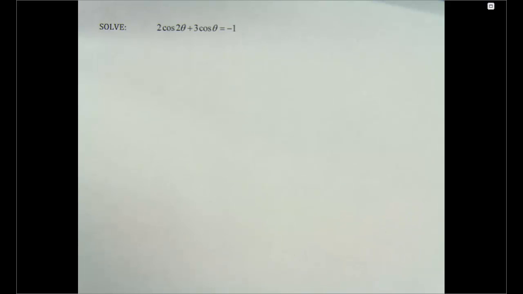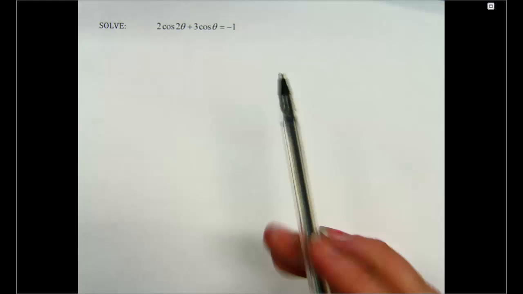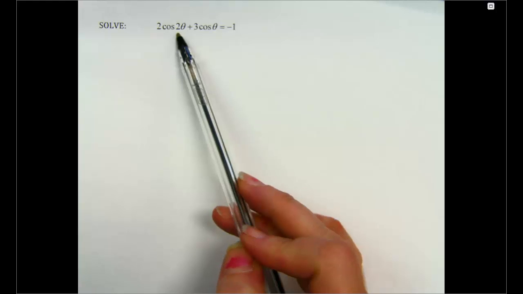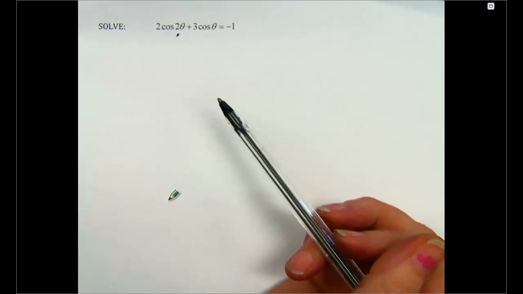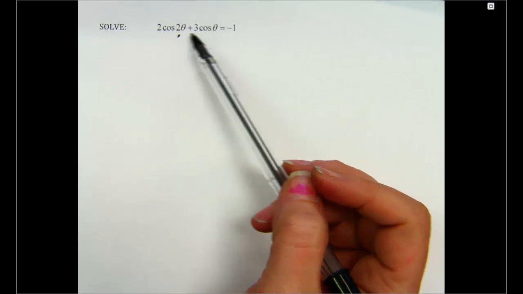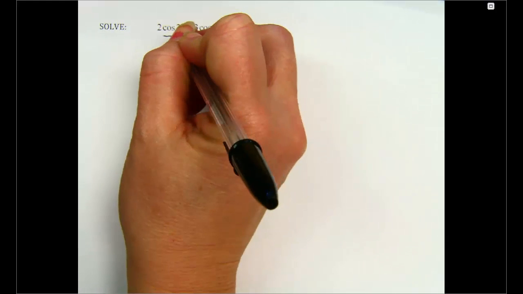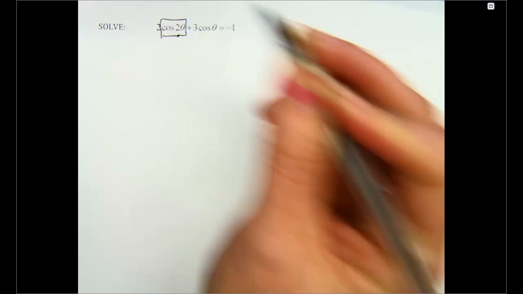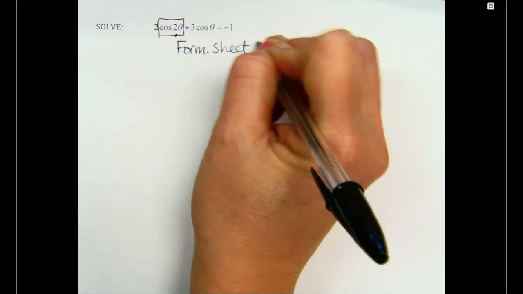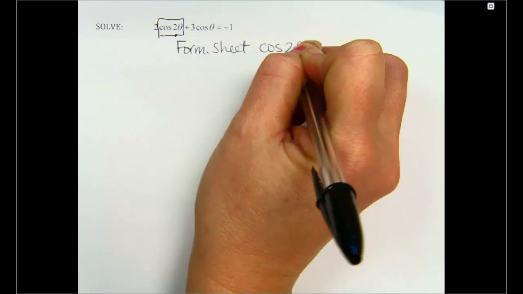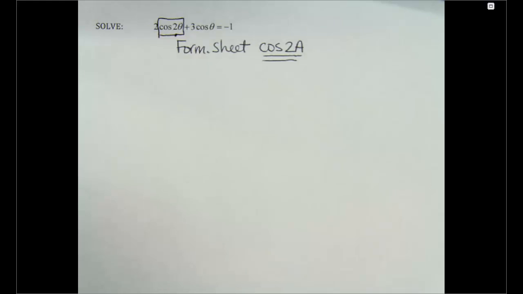So the first problem, we used our Pythagorean identity to help us make a useful substitution. In this problem, I have 2 cosine 2 theta plus 3 cosine theta equals -1. Now, it might not seem so terrible because they're both cosines, but this is a double angle formula. If you look at your formula sheet, or your reference sheet, there are cosine 2a formulas, and those are the substitutions you need to look at.